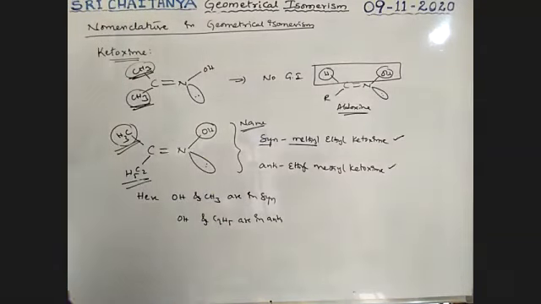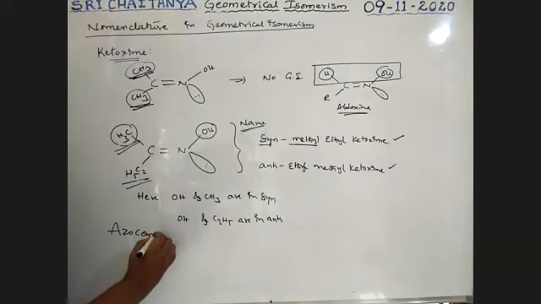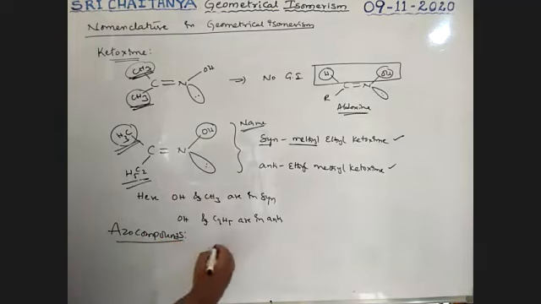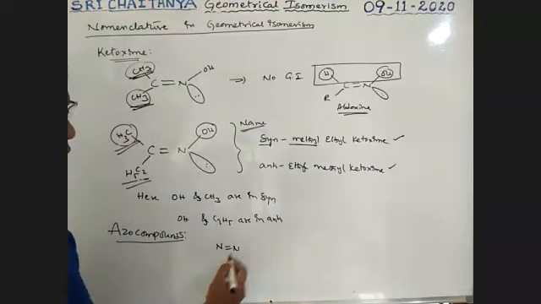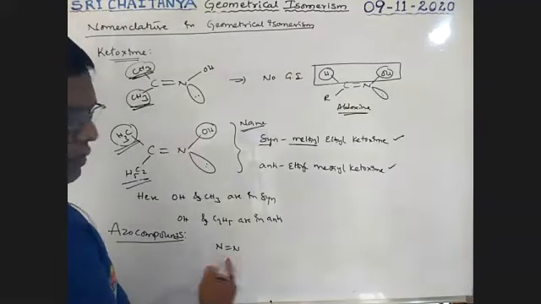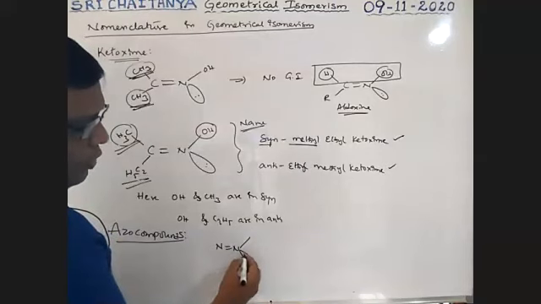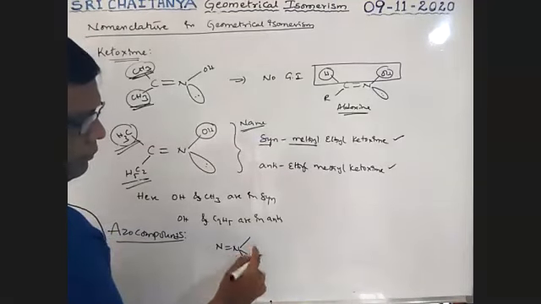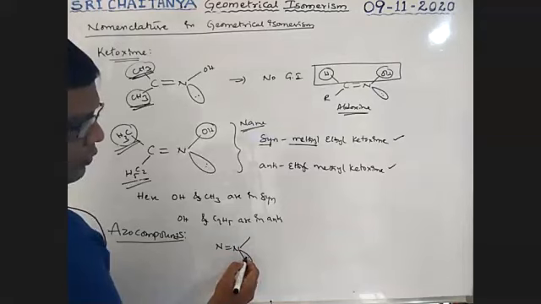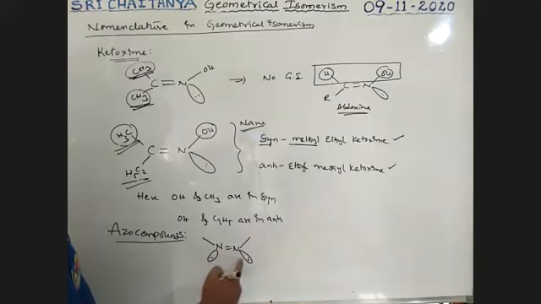What are azo compounds? N double bond N compounds, boys. Nitrogen has 3 valency: one is the double bond with the other nitrogen, and another one should be a lone pair. Therefore, both nitrogens have lone pairs.